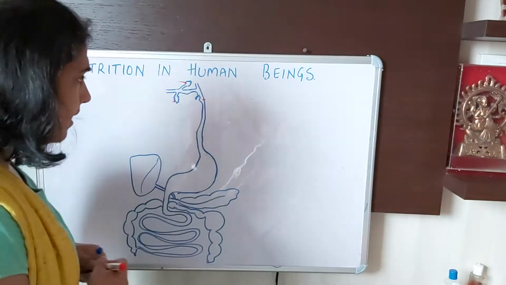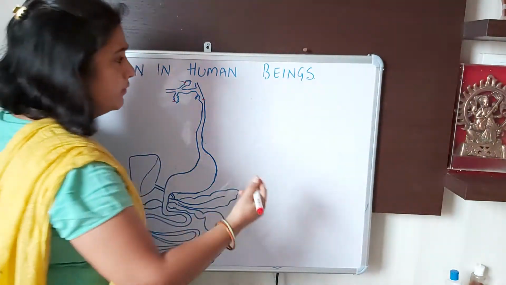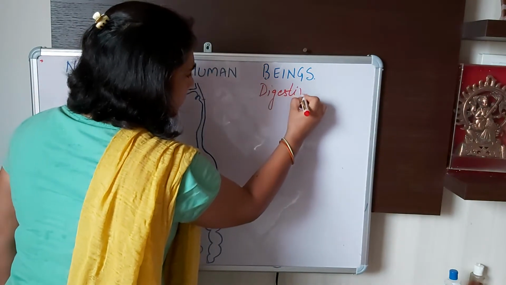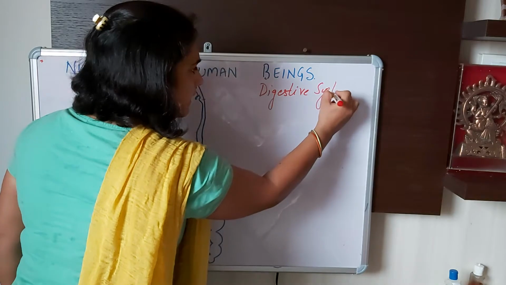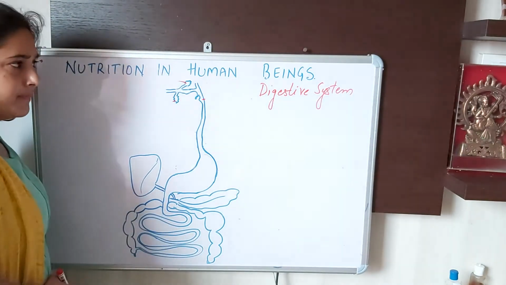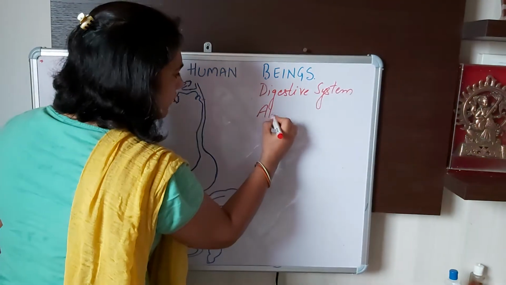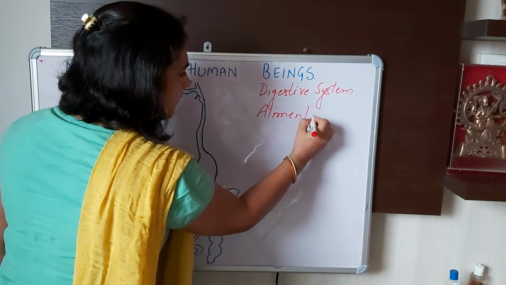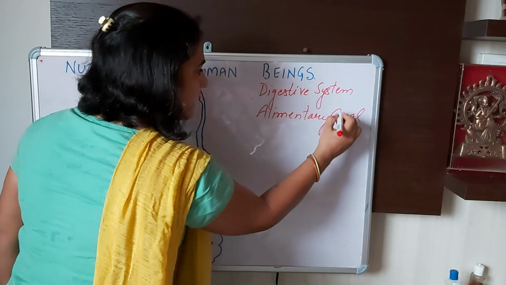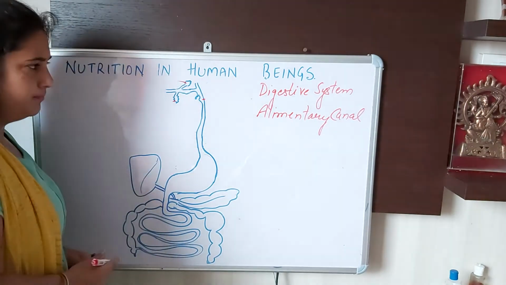Now, while revising nutrition in human beings as today's topic, I want to start with two terms. Number one term that we normally know, we call it the digestive system. The diagram that you are looking at here is of the digestive system. This whole is the digestive system. There is one more term, which is called the alimentary canal. What is the difference between these two terms, alimentary canal and digestive system?